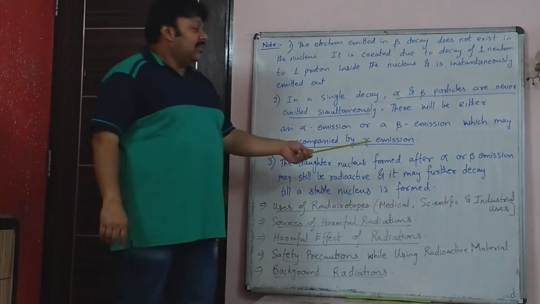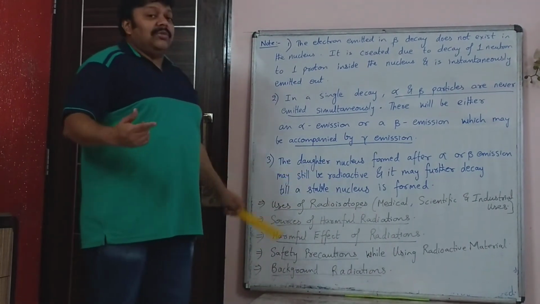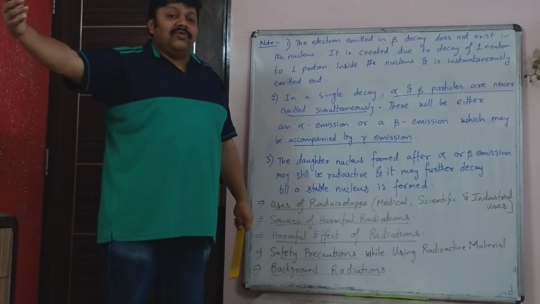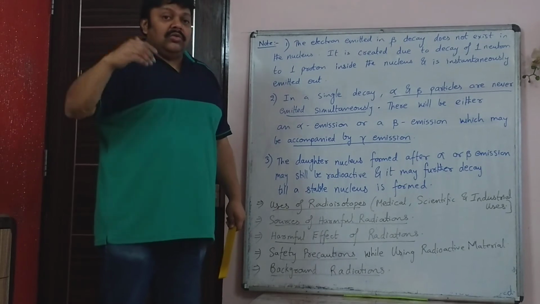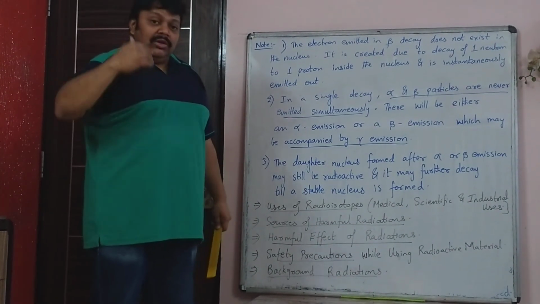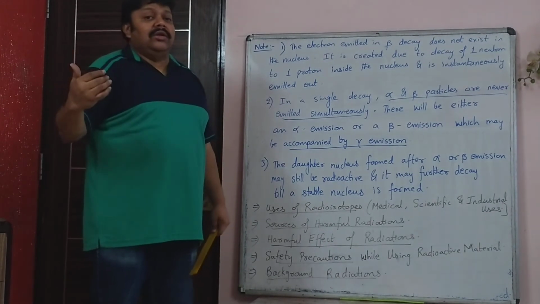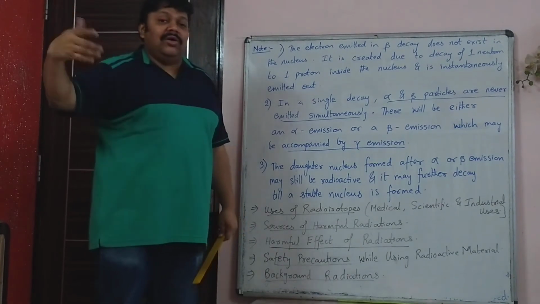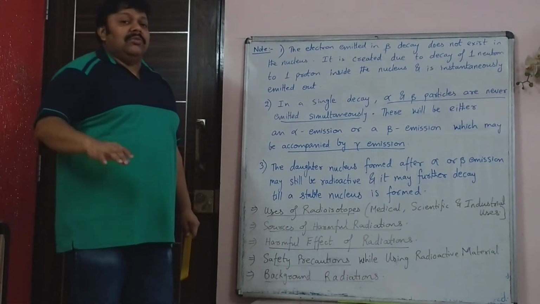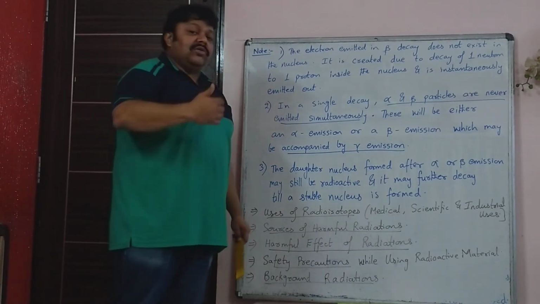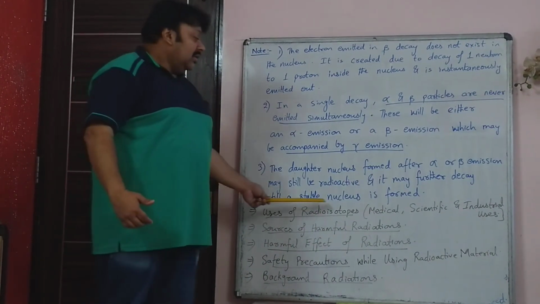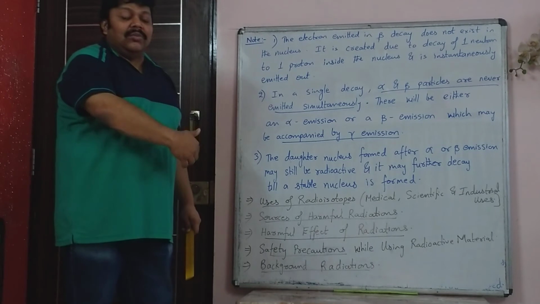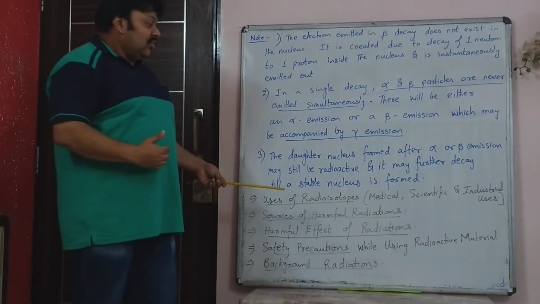The daughter nucleus formed after alpha or beta emission may still be radioactive. For example, you saw uranium-92-238 emitted an alpha particle and got converted to thorium-90-234. Now thorium also has atomic number greater than 82, so thorium is also radioactive. So that process will continue. Thorium may emit alpha or beta and there could be a change in mass number and atomic number, and that process of emission will continue till a stable nucleus is formed. That means till an element is formed whose atomic number is 82 or less than 82. So that process will continue.